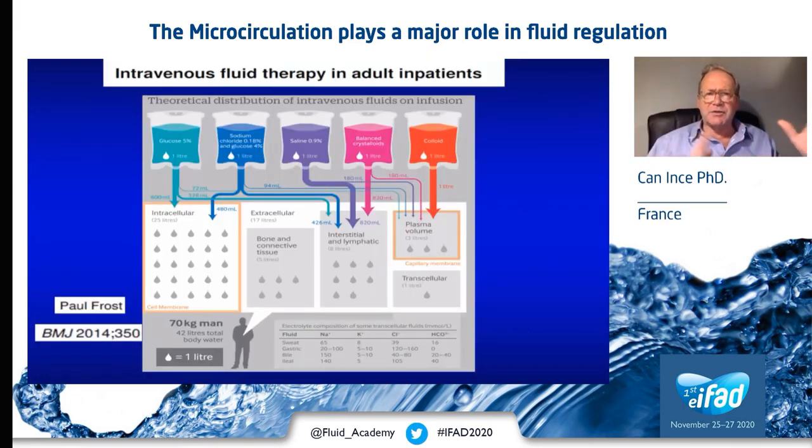So if we look at the different types of fluids which we have, excellent paper by Paul Frost in the BMJ several years ago. We've got the glucose, the sodium chloride, saline, balanced crystalloids and colloids. And here we see the different compartments which these fluids are meant to target. We can see the colloids, especially for the plasma.